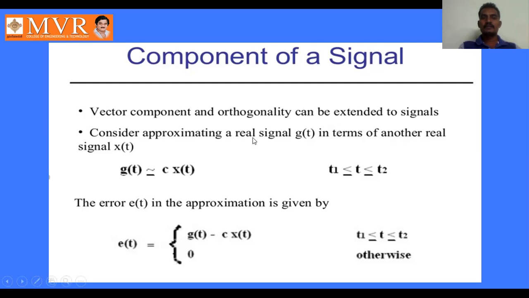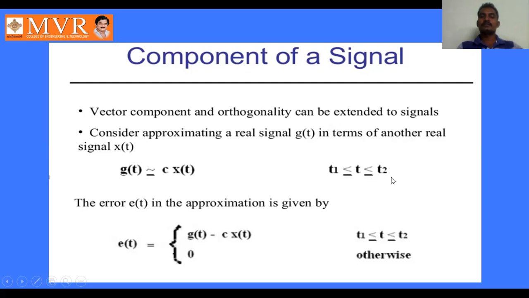Consider approximating real signals. Here g(t) is a signal to be expressed in terms of another real signal x(t). How do we express the component of g along x? That is g = cx. Here we are taking signals, so the real signal g(t) can be approximated as the component of g(t) along x(t): g(t) is approximately equal to c·x(t) for all values of t between t1 and t2.